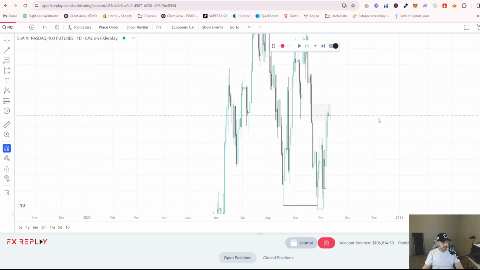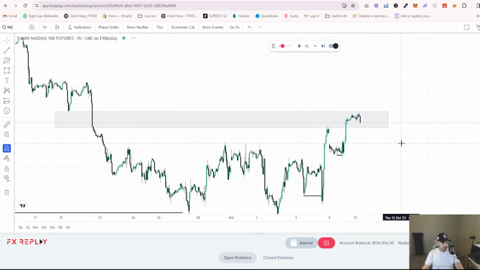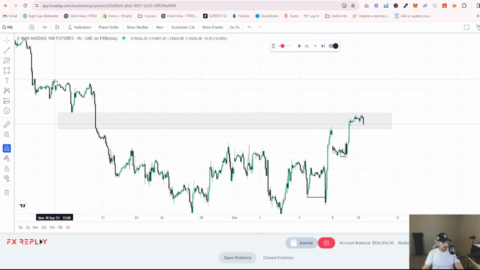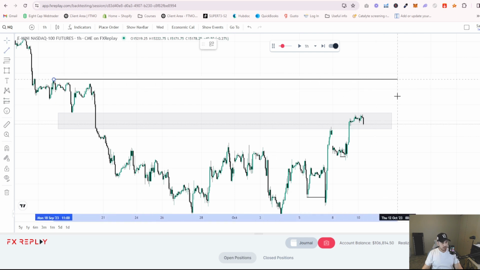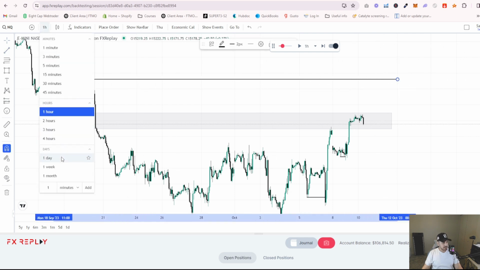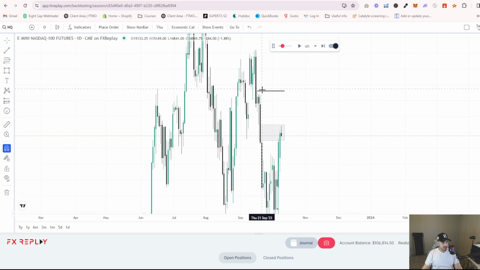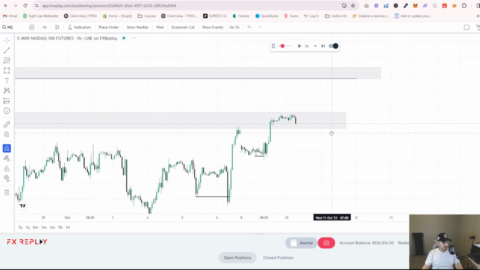Now let's go back to the 1 hour. We do have a fair value gap here on the 1 hour chart, and we do have relative equal highs here for buy side. So let's go ahead and mark that out. Let's go back to our daily chart. I think I've seen a daily fair value gap. Yeah, so there's a daily fair value gap right above those relative equal highs from the 1 hour chart. Mark that out. Let's go back to the 1 hour.